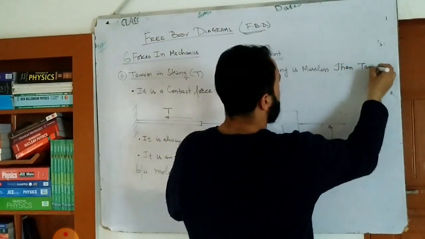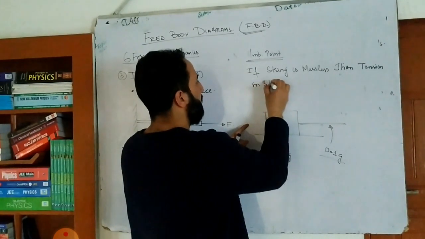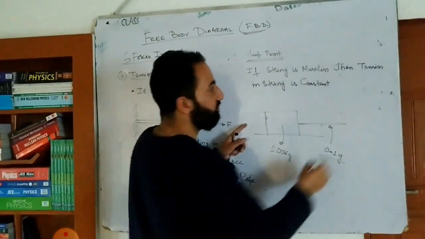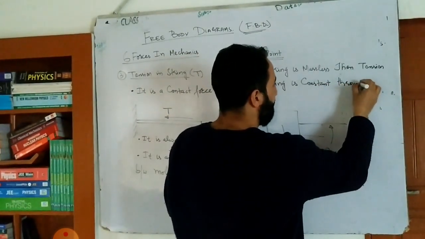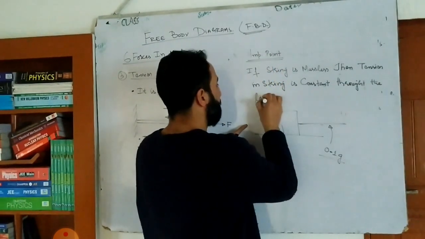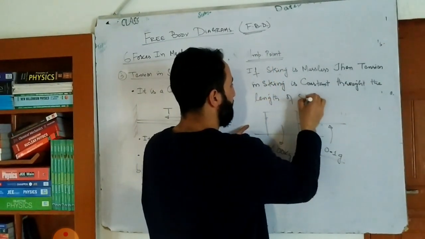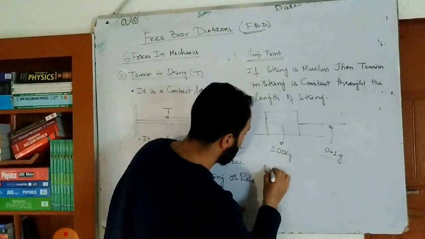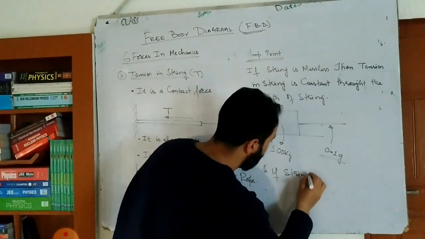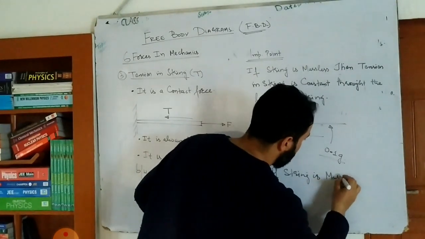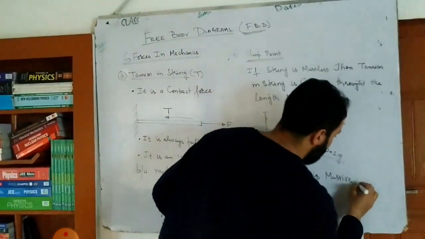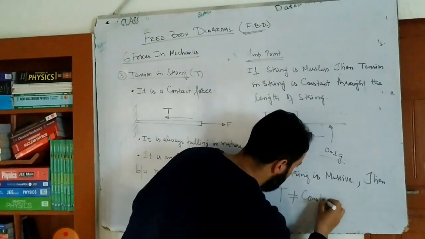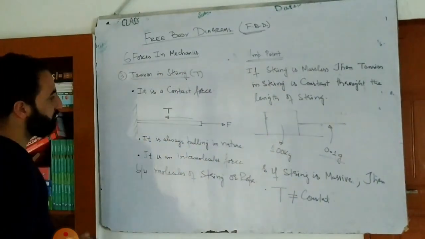So if the string is massless, then the tension in the string is constant throughout the length of the string. Okay? And if the string is massive, massive implies that it has some mass, then in that case the tension in the string is not constant. Simple, okay? So let's have a simple proof for this.